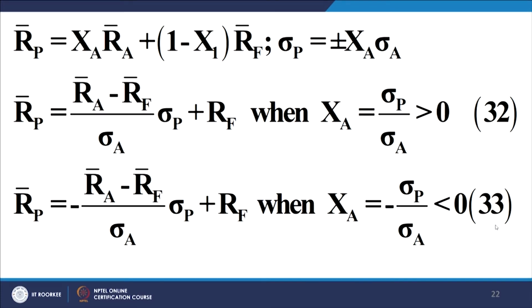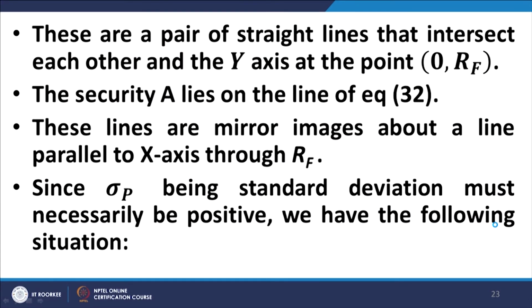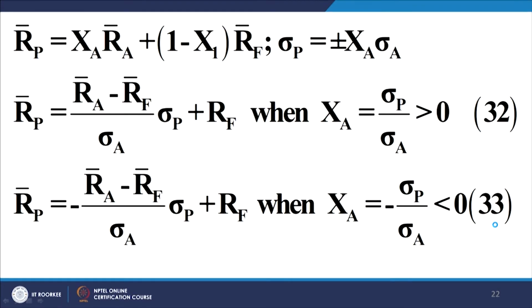If R_A is greater than R_F, then the line represented by equation 32 would be upward sloping, and the line represented by equation 33 would be downward sloping, and the converse would be the case if R_A is less than R_F. So, this is a pair of straight lines which intersect each other at the y axis at the point (0, R_F). I repeat, these are straight lines, and the y intercept of both these straight lines is R_F. So, both these lines intersect the y axis and each other at the point (0, R_F).